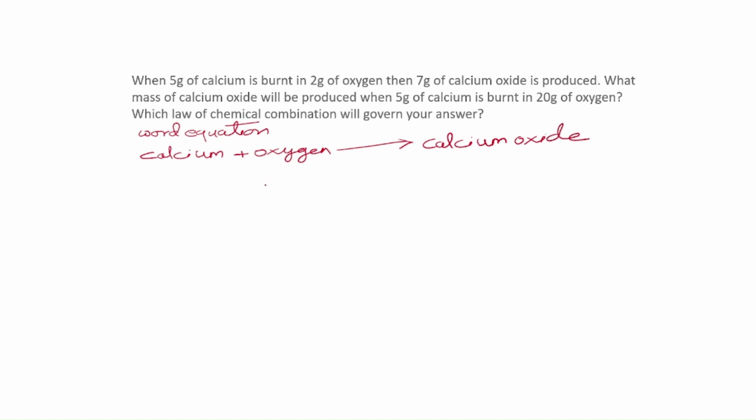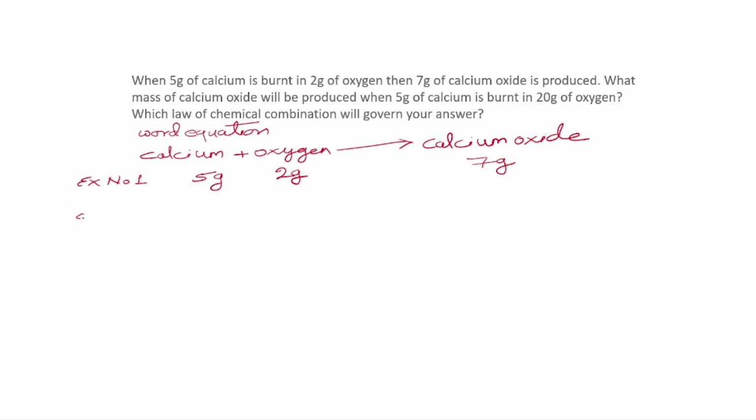Now, two experiments are mentioned here. According to experiment number 1, what happened? 5 gram of calcium burns with 2 gram of oxygen, and as a result we get 7 gram of calcium oxide. The second condition is also given here: what mass of calcium oxide will be produced when 5 gram of calcium is burned in 20 gram of oxygen?